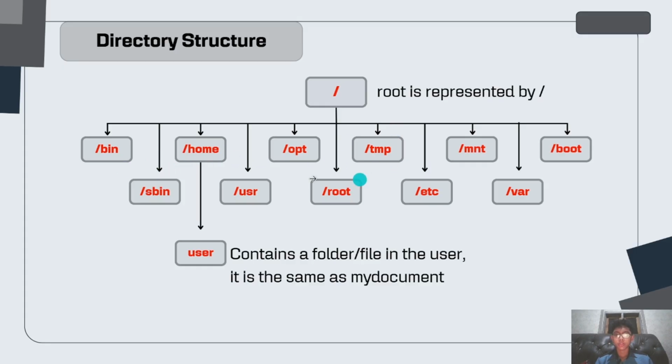So the first one, which is directory structure, there is root, which is represented by slash, and there are so many directories on the root. For example, there is /bin, /sbin, /home, /usr, /opt, and /etc. So for /usr, it is the same as Program Files on our Windows. Inside there are the applications that we installed on Linux.